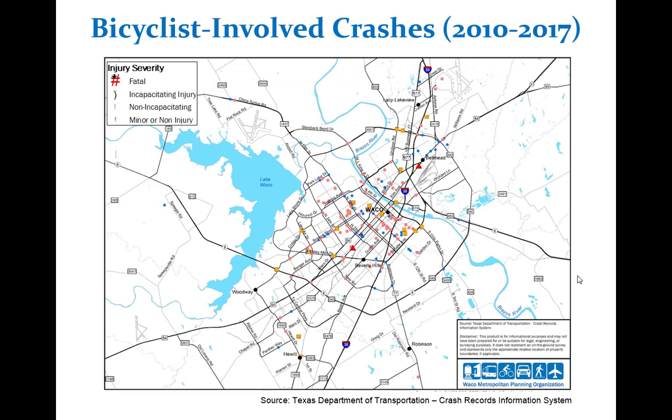Here's a map of the bicycle-involved crashes within our urbanized area. There were 172 crashes in this time frame. There's a concentration of serious injuries, which is the orange square, or fatalities, the red triangle, in the greater downtown Waco and Baylor area, which corresponds to where most of the bicycle activity occurs.